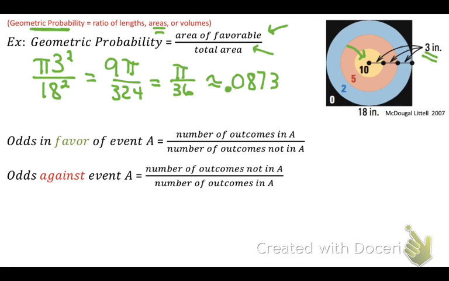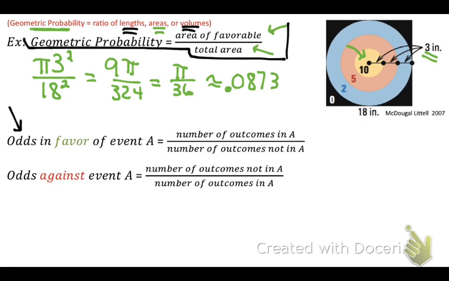Okay, so in your notebook, make sure that you write down this for geometric probability. And we did areas, and it could be any kind of areas. We could be working with rectangles, squares, triangles. It could be lengths or volume as well.